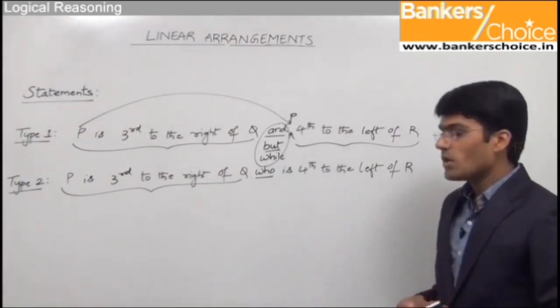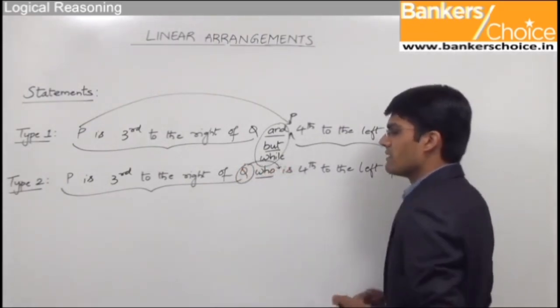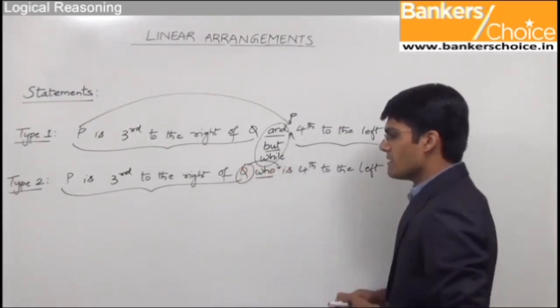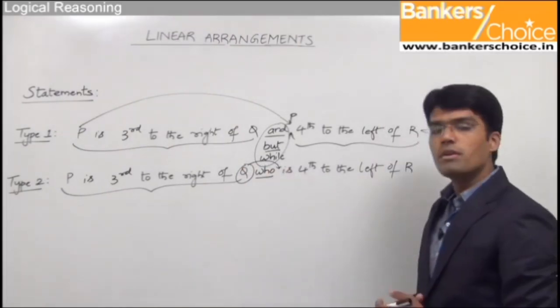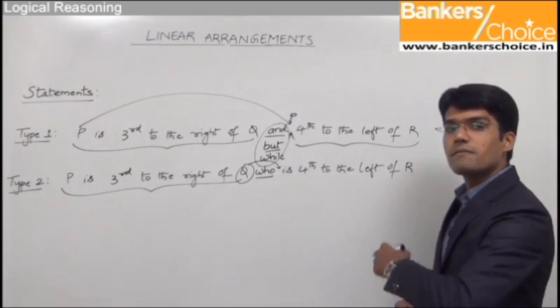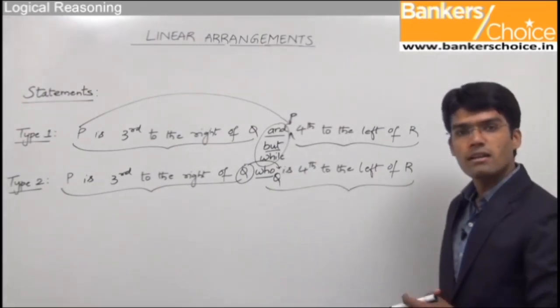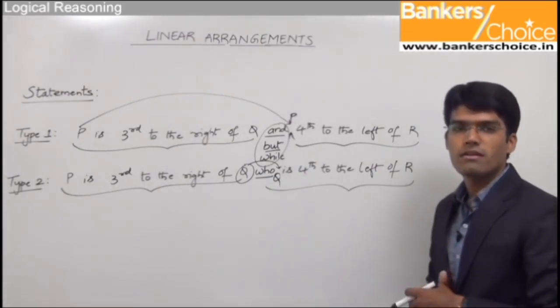Now as the word "who" is used, and we have discussed already in case of circular arrangements, whenever the word "who" is used, the second person, that is Q, is referred. So we can say that the second part here is Q is fourth to the left of R. So simply understand that whenever the word "who" is used, we always refer to the immediate preceding person. So the second part here will be Q is fourth to the left of R. So Q can be arranged fourth to the left of R depending on whether they are facing north or south.